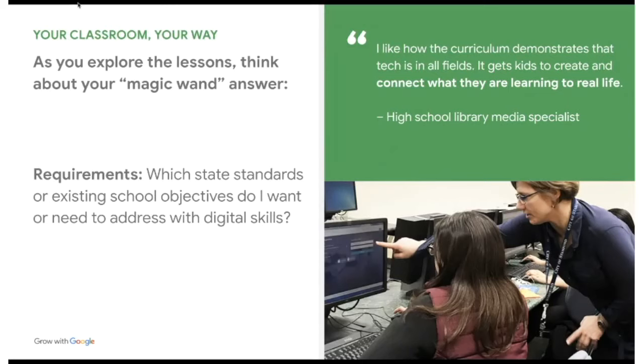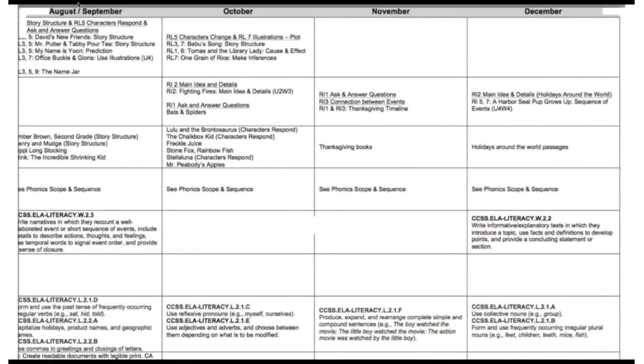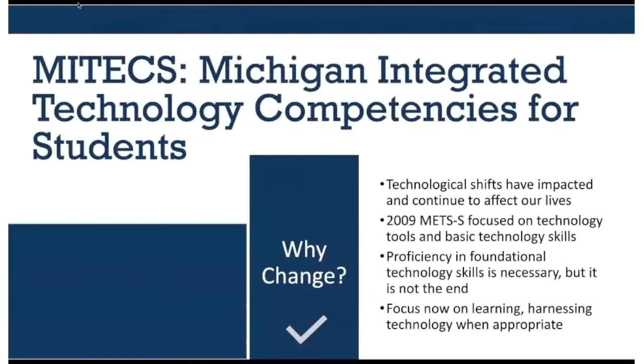There are a few different ways these show up. Sometimes they show up like this: I know that in November, I have a literacy standard that I need to cover, to produce, expand, and rearrange compound sentences. That's the standard I have to meet by the state. And so that's a point where I can say, maybe there's a way I can address this with digital skills.